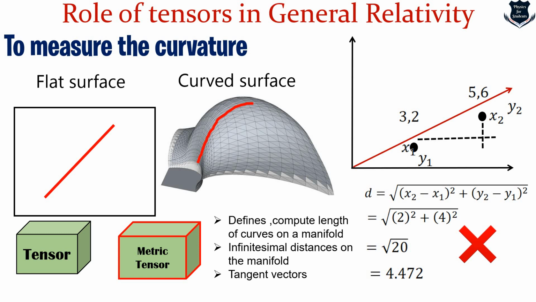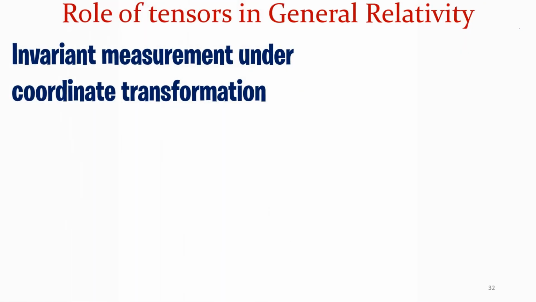Yesterday only I made a video on how tangent vectors are important in differential geometry. So this is one. In order to measure the curvature, the entire mathematics needs to be changed. The good old Euclidean and Pythagorean theorem cannot be used in curved space-time. Second thing is that it is an invariant measurement under coordinate transformation.